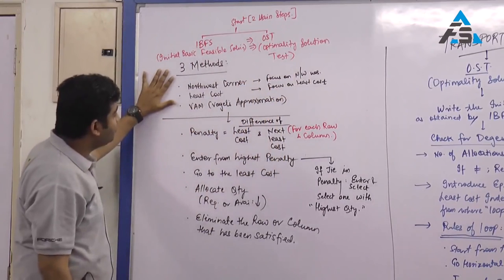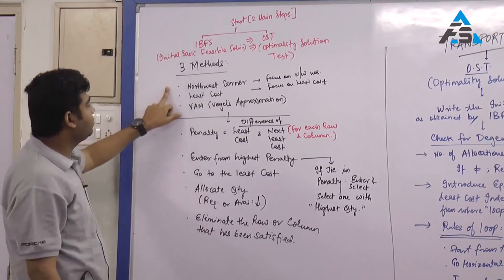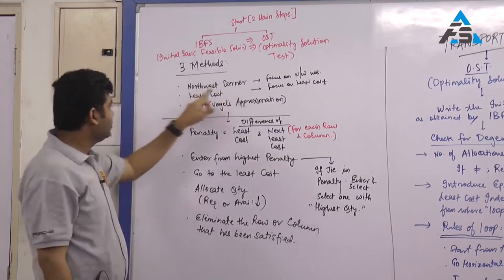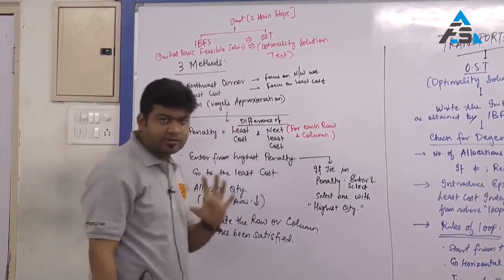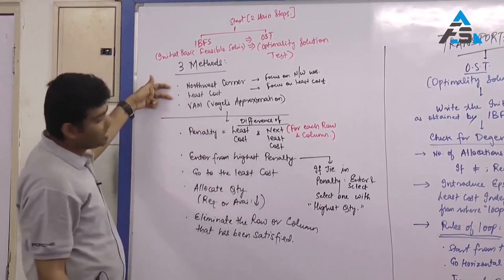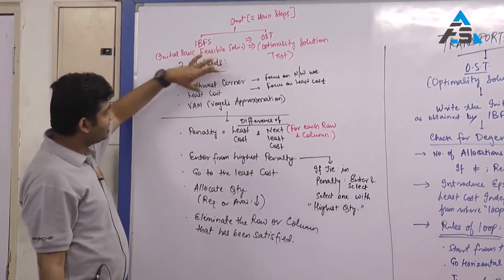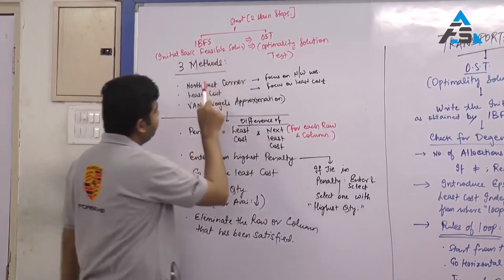Moving on. In order to solve IBFS, there are three methods. Method 1, northwest corner. Method 2, least cost. Third, VAM, Vogel's approximation method. 9 out of 10 times you will get a question on VAM. Still, it is ICAI, it can be anything. So northwest corner, least cost, Vogel's approximation method are the three methods to solve IBFS.